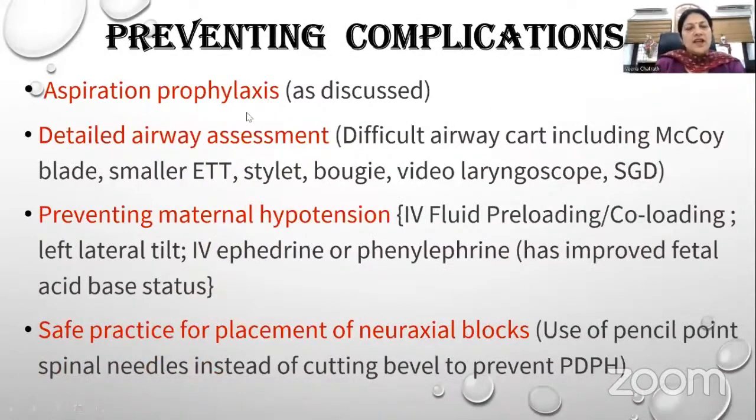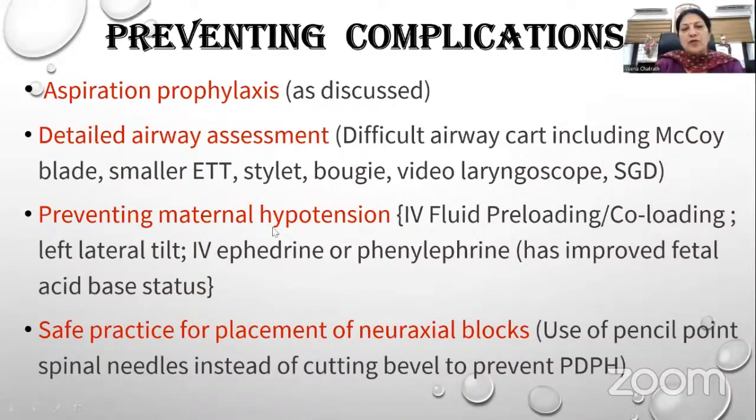So to prevent complications, aspiration prophylaxis as discussed, and detailed airway assessment is to be done, and the difficult airway cart is to be kept ready, including all sizes of blades, smaller endotracheal tubes, stylet, bougie, video laryngoscopes, and supraglottic airway devices. These are very important in the armamentarium of the anesthesiologist.